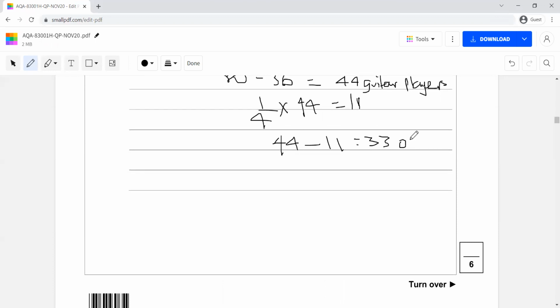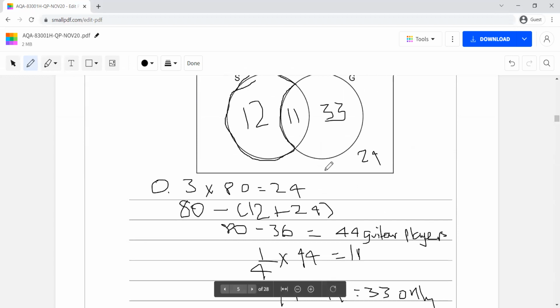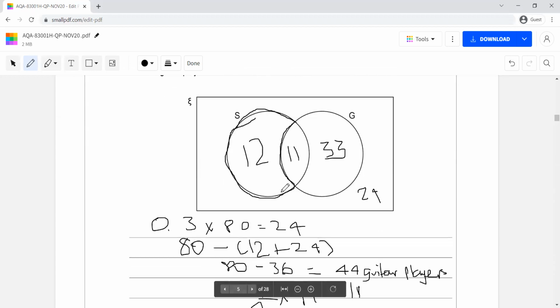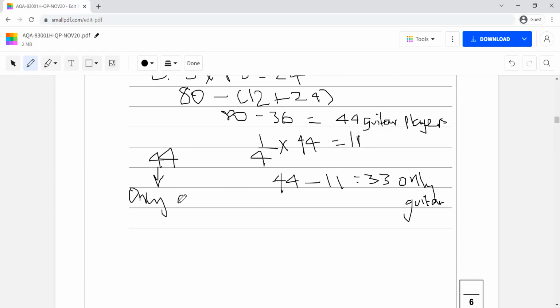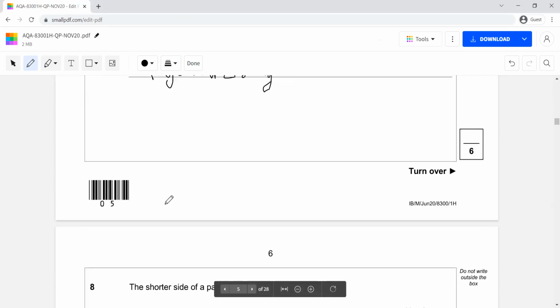So there's only 33 people who play only guitar, because number 44 represents all the guitar players. So those could be people who play only guitar and people who sing and play guitar. So this number 44 is only guitar plus guitar and sing. Remember, you have to be careful with working with Venn diagrams.